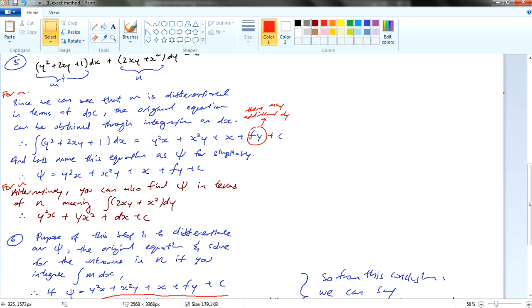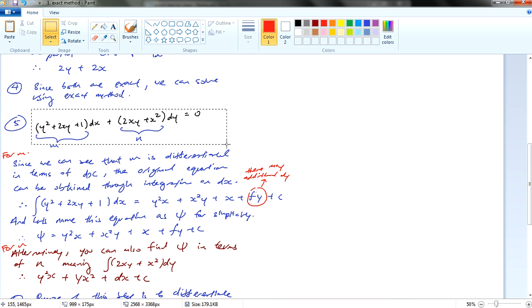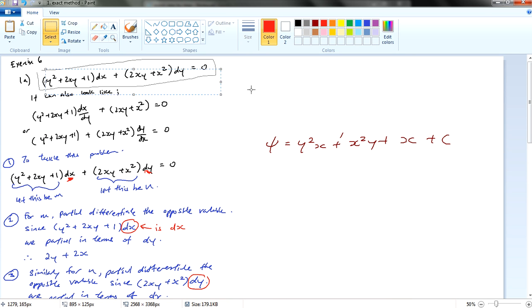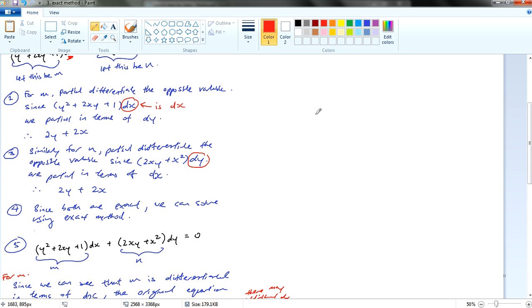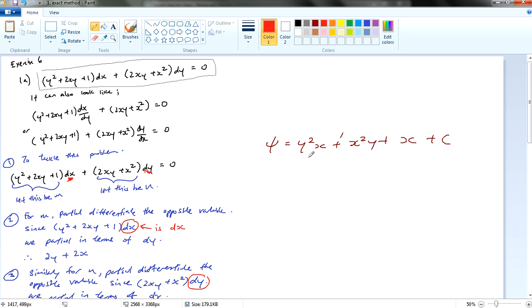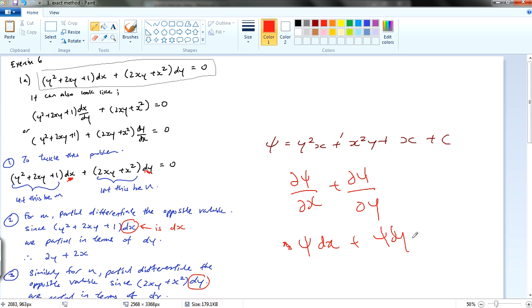So for the exact method, let's go back to the original problem, which is this one. Okay, it's the same as this. I just write it in terms of m and n. So for m, since we can see that m is differentiated in terms of dx, as I said earlier, the xi, if you want to differentiate them, you differentiate in terms of xi partial x, or it can be written as xi dx plus xi dy, or m dx plus n dy. Okay, it's the same thing.